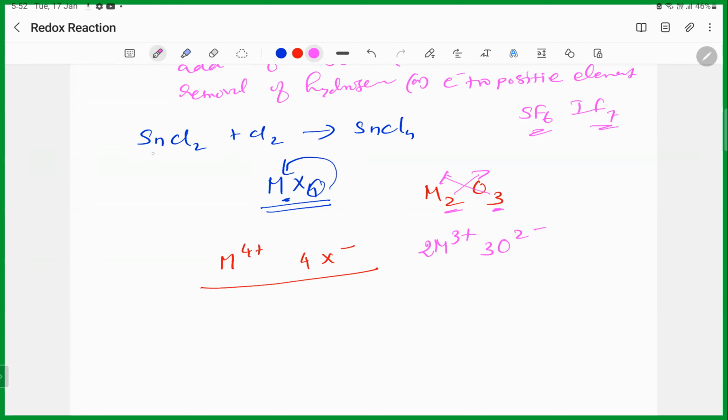So by that way, here Sn has a +2 oxidation state, whereas here which oxidation state does Sn have? Here Sn is +2. What is the oxidation state of the tin here? Yes, tell me.